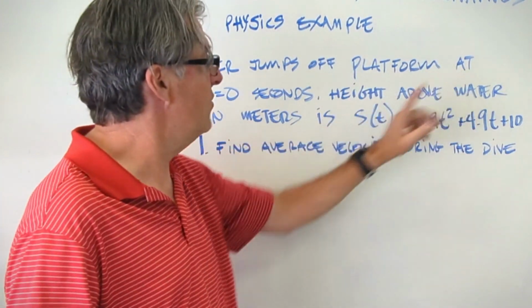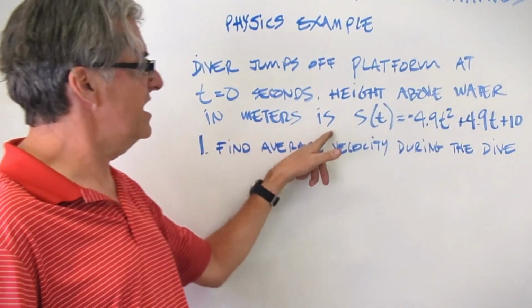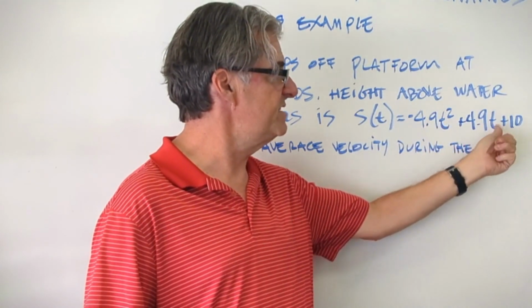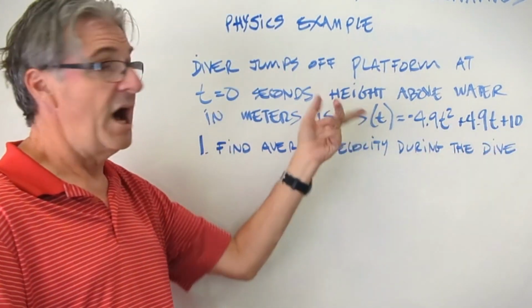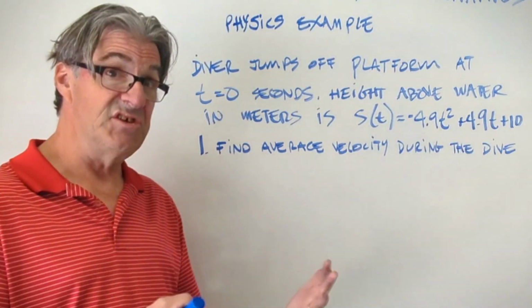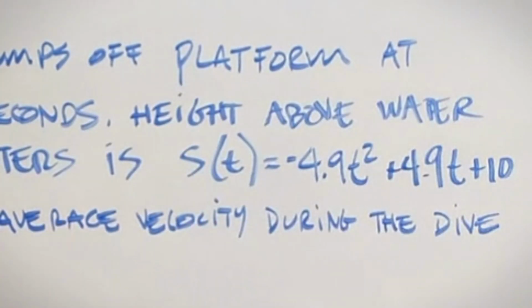The height above the water in meters is given by s of t equals minus 4.9 t squared plus 4.9 t plus 10. Notice how height above water, that's position. So we're in the position function, that's what this is. Your other clue is they're using s of t. So generally speaking, certainly if you're in our textbook, probably anywhere in the IB, if you see an s of t in a physics problem, you're looking at position.